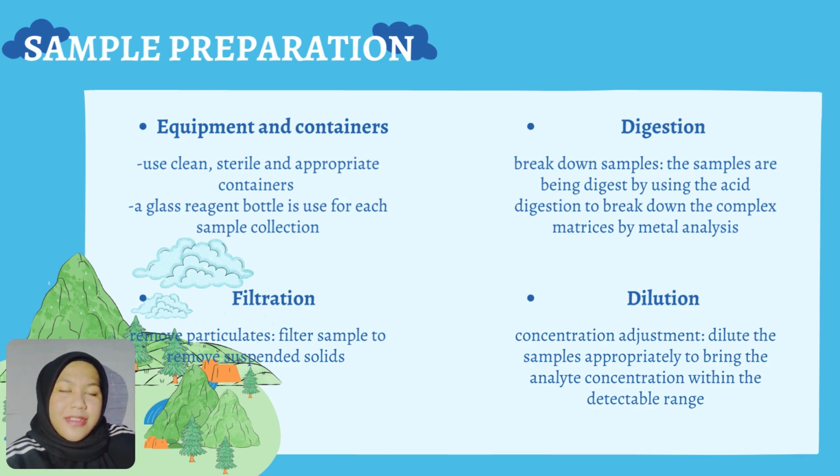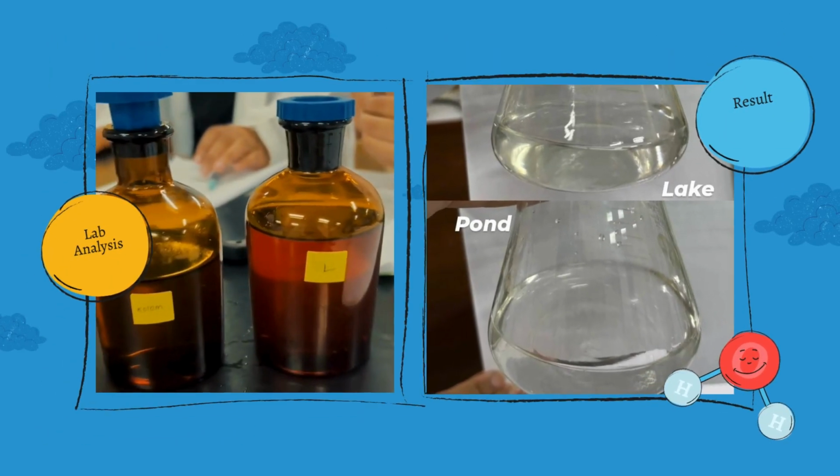Second, filtration. Filtration of the sample is used to remove the suspended solids. Third, digestion. The sample is digested using acid digestion to break down the complex matrix for metal analysis. Or dilution. The sample was diluted to bring the analyte concentration within the detectable range.